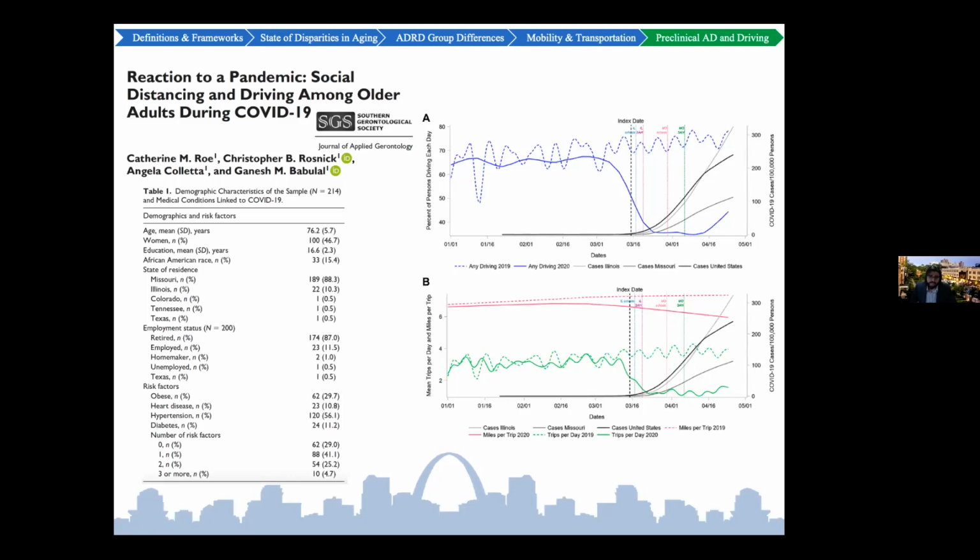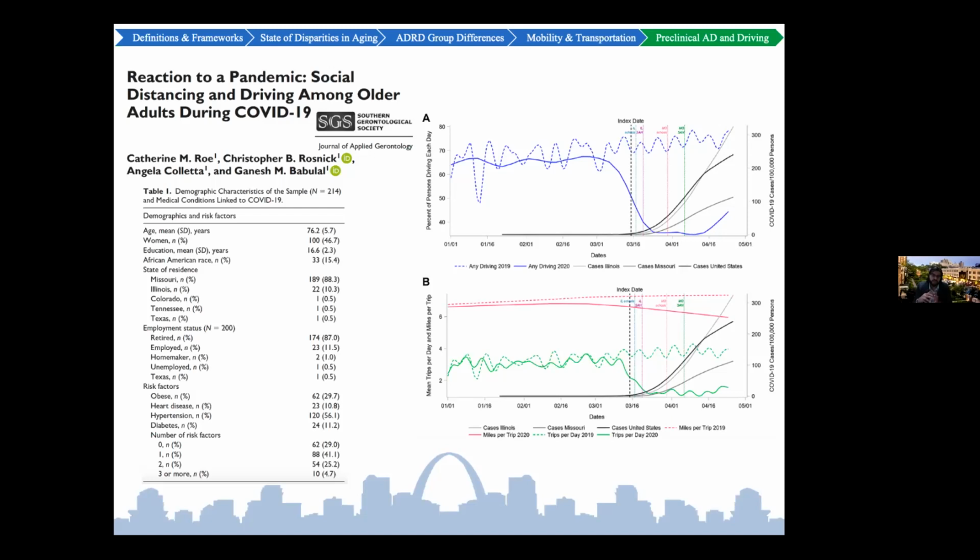Let's see, in figure A, COVID cases are in black and gray in Missouri and in Illinois, and the vertical dashed lines in varying colors indicate different closures of school and stay-at-home orders for both Missouri and Illinois. Figure A has the percentage of driving made each day in blue, within 2019 in the dash, and in 2020 it's in the solid. And as you can see, there's really a marked decrease from March through mid-April 2020. And figure B has the mean number of trips in green, and also the miles per trip in pink.